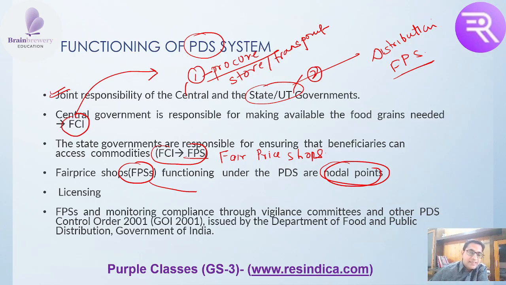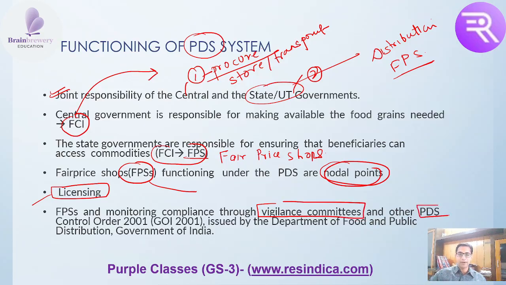These fair price shops are the nodal point from where exactly it is going to be given to the consumers. Then the licensing policy: if you want to open a fair price shop or a ration shop, you need a license. Without a license you cannot simply sell anything from a fair price shop. There was a vigilance committee checking whether the fair price shops are working properly or not, and we have the PDS Control Order of the Government of India of 2001. All the work for transport and everything of the PDS is done based on this order, the PDS Control Order of 2001.